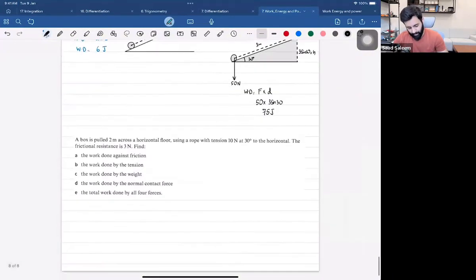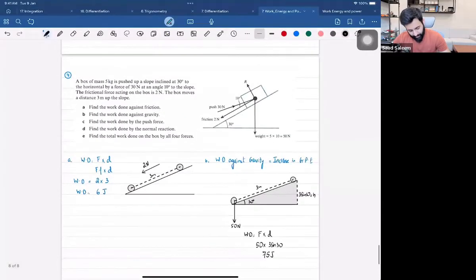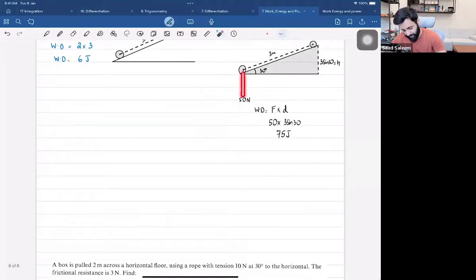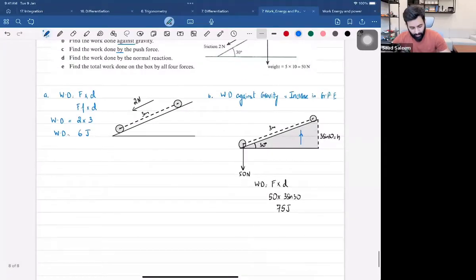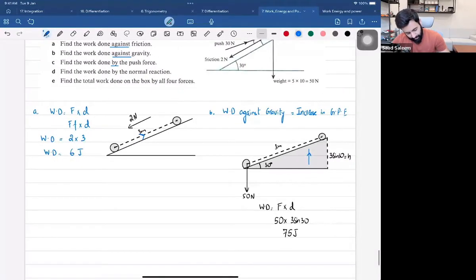Okay, now let's do part C. Part C says find the work done by the push force. Now notice the word over here is by. Why is the word by over here and in the previous the word was against? Because in the previous question, the force was acting in one direction and the object was moving in the opposite direction. So because the object was moving in the opposite direction as the force, the word used was against.